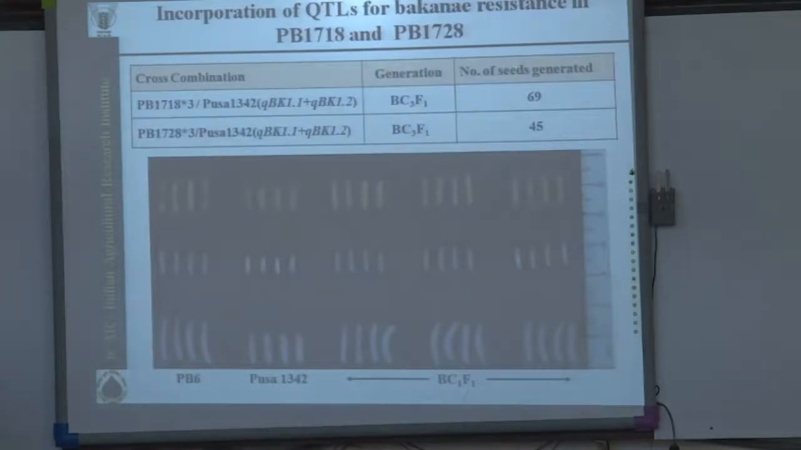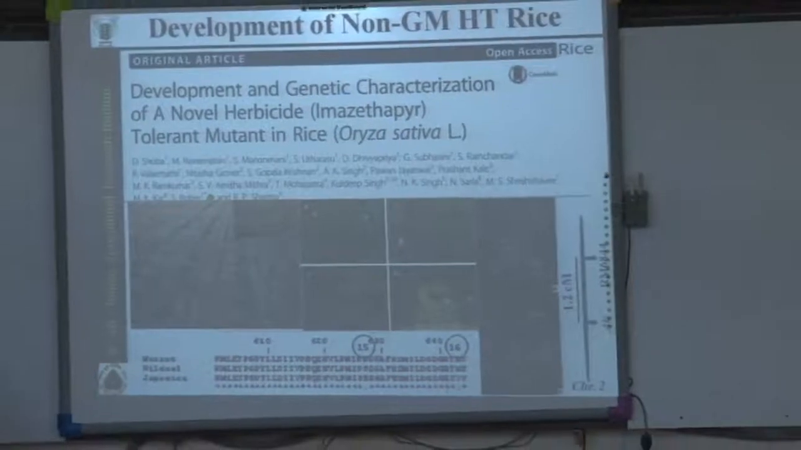So this is where, after incorporating the QTLs for Bakanae resistance, the new lines in BC1F1, you can see there is a recovery in these plants of the grain length that we have in Pusa Basmati 6, similar type, and they have a relatively resistant phenotype to Bakanae disease, which is a requirement for the future.